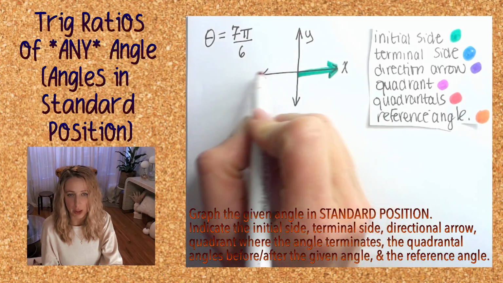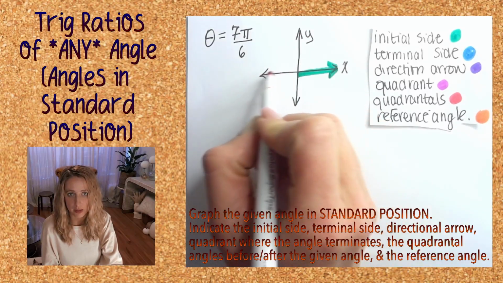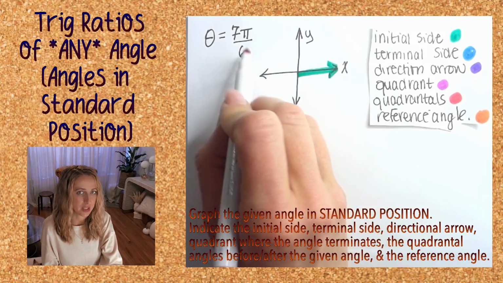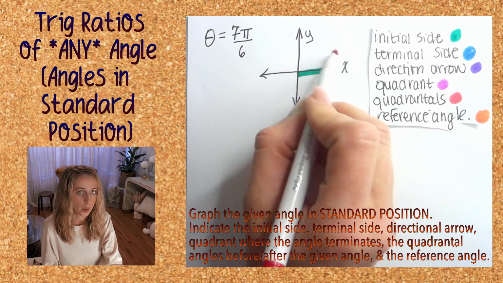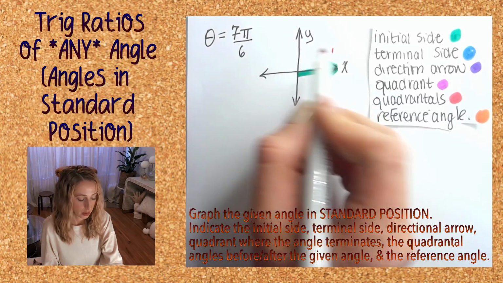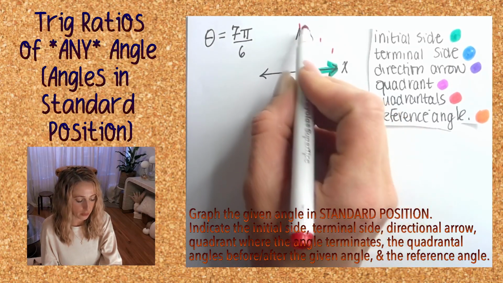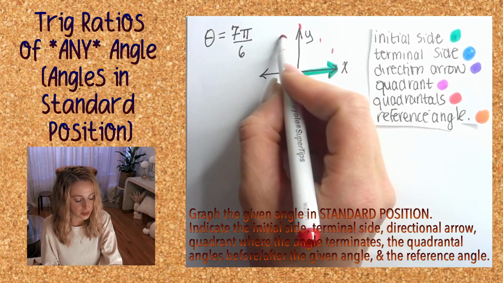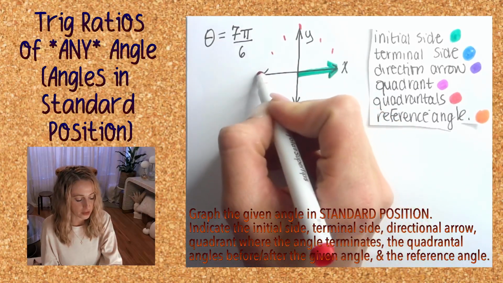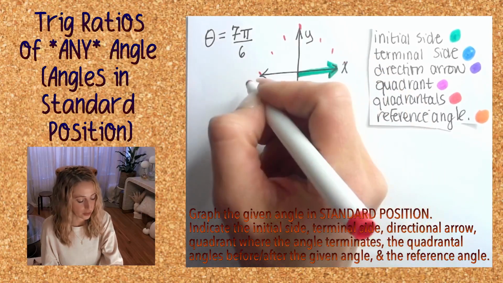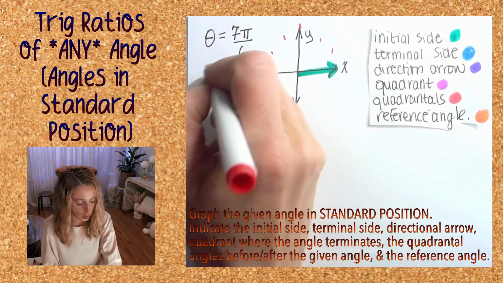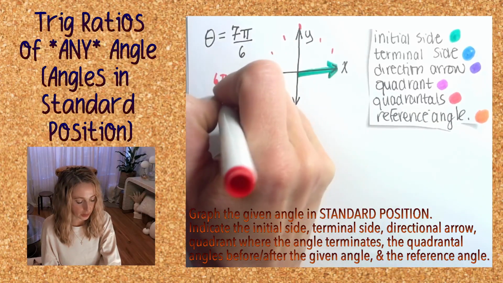What is 30 related to 180? 30 degrees, 180. It's 1/6. So that's 1 pi over 6. I choose that because my denominator is 6. 1 pi over 6, 2 pi over 6, 3 pi over 6. That's equal to pi over 2, right? But I'm using denominator 6. 4 pi over 6, 5 pi over 6, 6 pi over 6, which is pi.